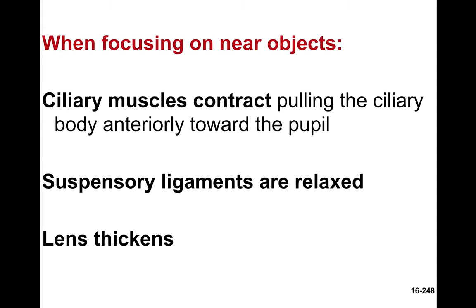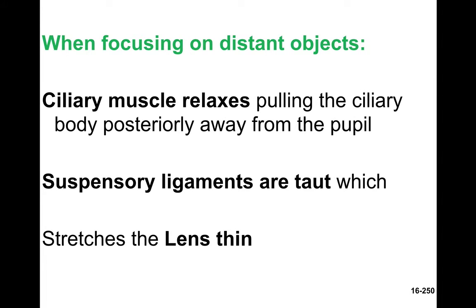When focusing on near objects, your ciliary muscles contract, pulling the ciliary body anteriorly toward the pupil. That will cause the ligaments to become relaxed and loose, and the lens thickens. When you're focusing on distant objects, the ciliary muscle relaxes, pulling the ciliary body away from the pupil. The ligaments become tight, and the lens stretches thin.